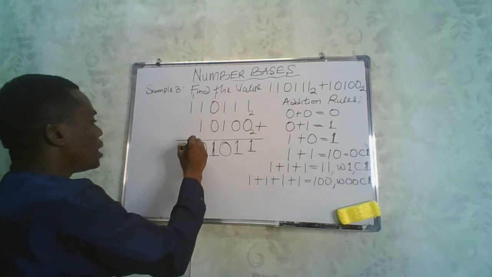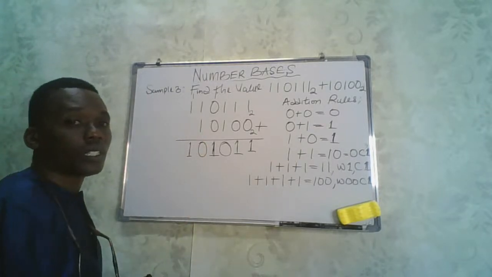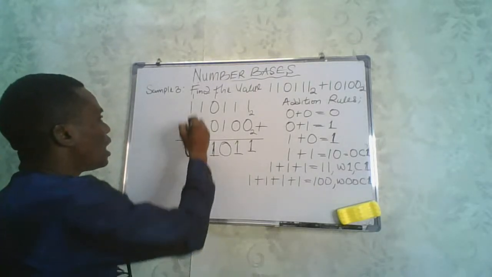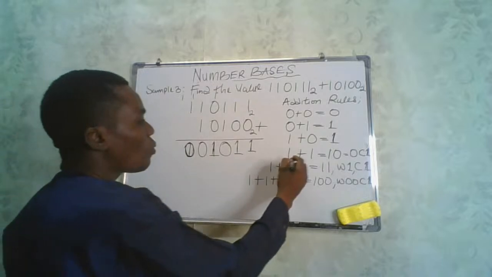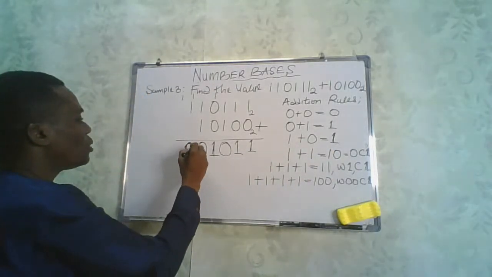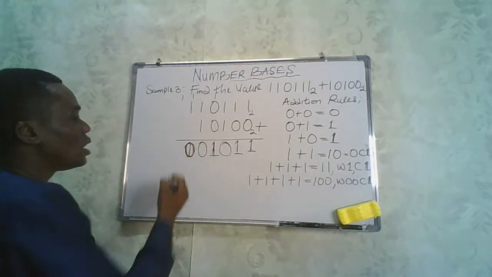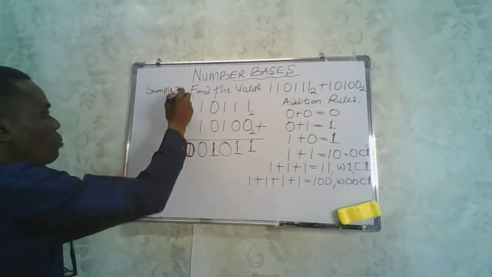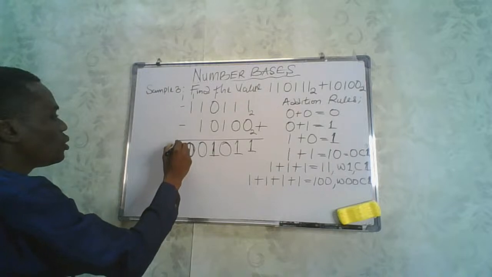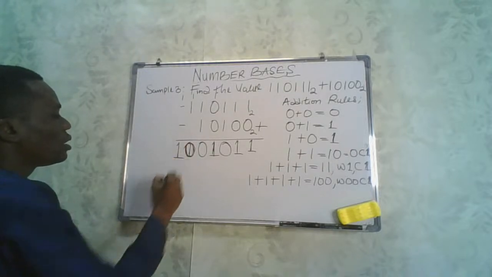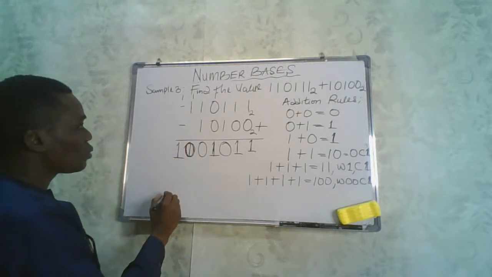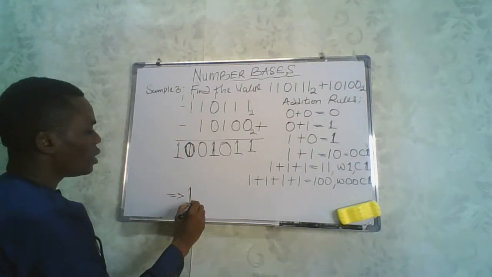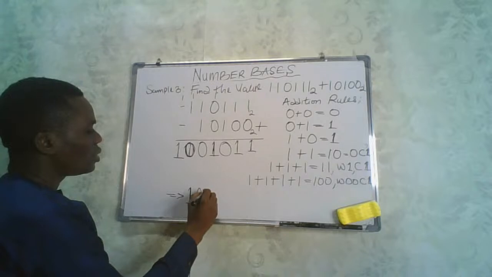Now, 1 plus 1 is going to give us 10. So we'll write what? We'll write 0 and carry what? 1. Remember, 1 plus 1 is going to give us 10. We're going to write 0 and carry 1. Now at this point, you see nothing exists here and nothing exists here. So 1 plus 0 plus 0 is going to give us what? 1.